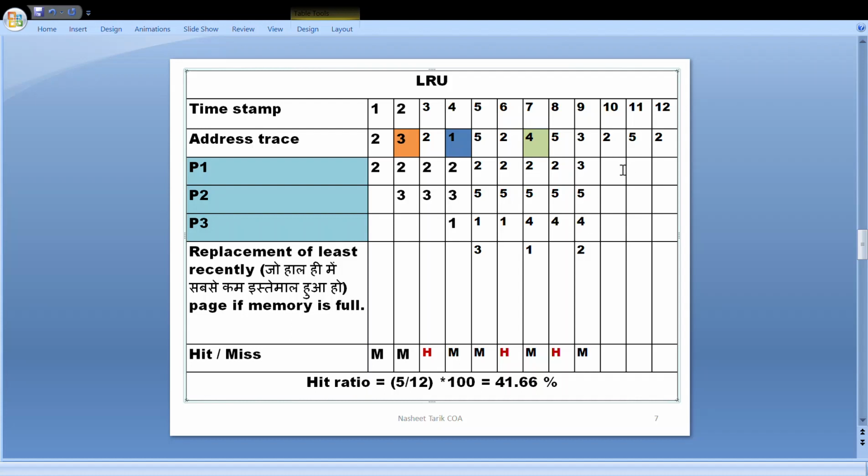Again 2 is coming, so it is a drawback. Just now we replaced 2 by 3, and again the process demands page 2, which is not there in M1 memory, so it is a miss. So again swapping is required. 3 is here, 5 is here, so 4 is least recently used, so the page that will be replaced is 4 by 2, and 3 and 5 are here.